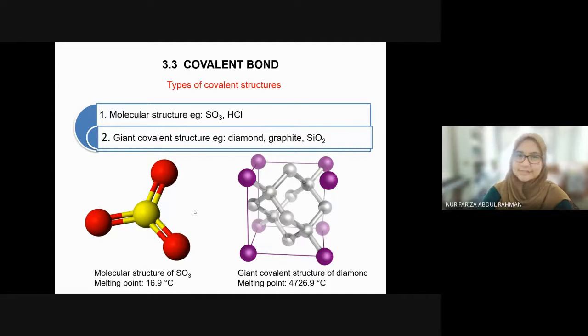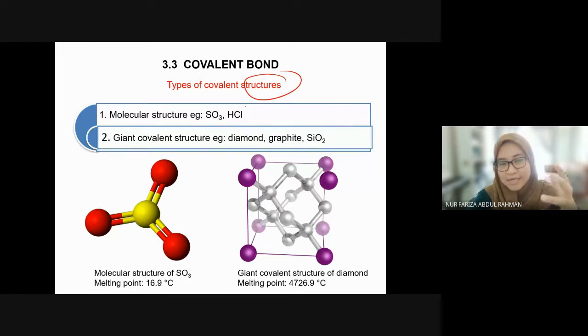Alright. Next is type of covalent structure. This is in terms of structure, guys. It's not in terms of bond. Bond, we know that covalent means they share electrons. The electron is shared between atoms. So that is what it means by covalent. So now we are looking into the structure of the covalent compound.